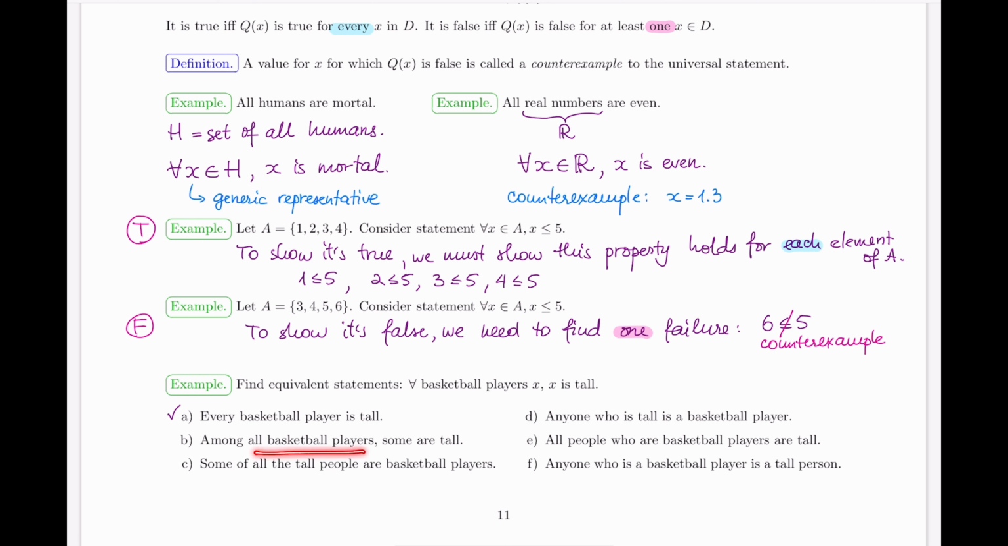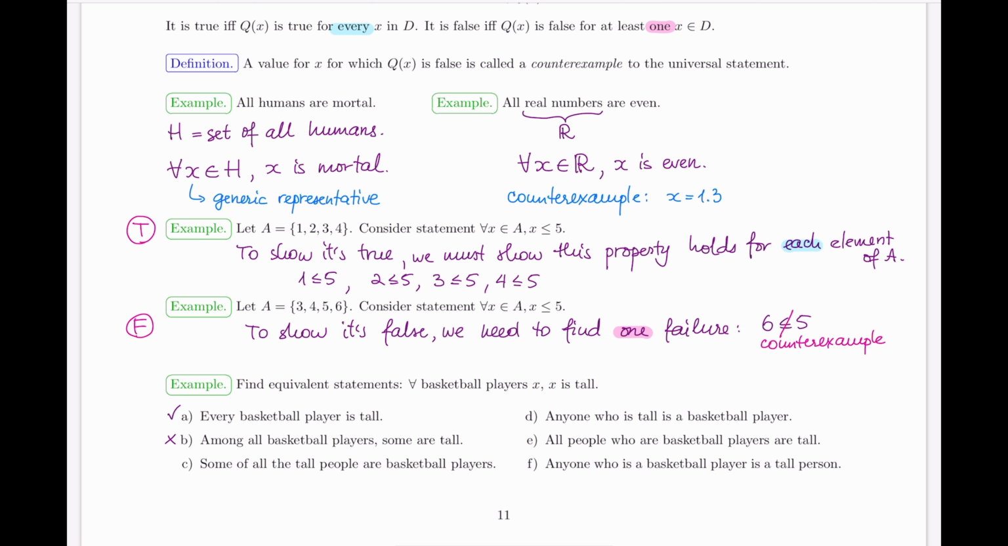Among all basketball players, some are tall. There's a difference between some and all, and it's not the same. This says all basketball players are tall. This says some are tall. This is not equivalent. Some of all the tall people are basketball players.